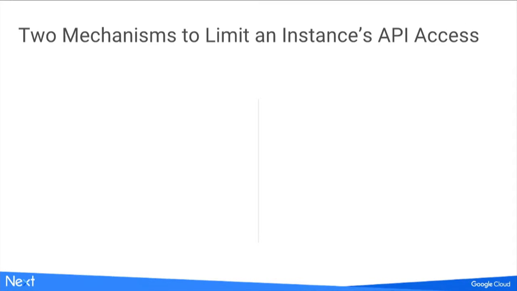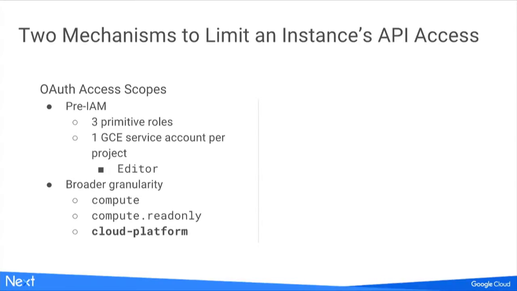So we want to provide mechanisms such that you can limit what an instance can access as a way of reducing risk. Now, the first such mechanism are OAuth access scopes. This was in the pre-IAM world, where we had these 3 primitive roles, owner, editor, and viewer. And each project had one service account that all instances ran as. Well, if you have this one account that has rather broad privilege, you want some way to be able to limit your particular instance or instance group to just what you need. And access scopes were a way to do that.